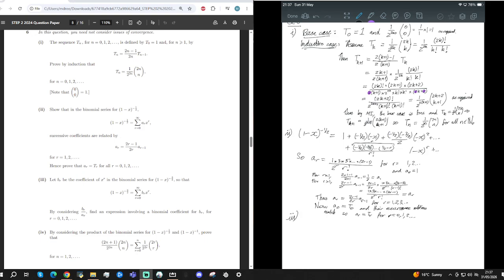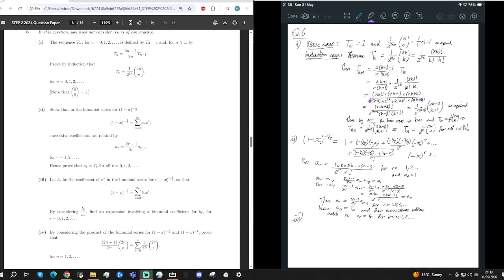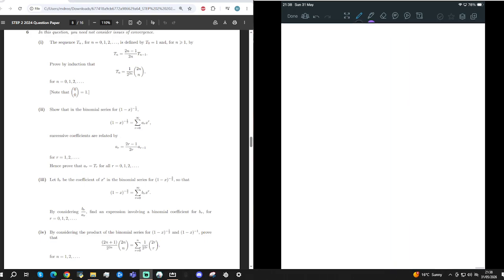We now have another coefficient. BR is the coefficient of x^r in this sequence. Okay, now it's told us what to think about. It's told us to think about BR over AR to find the expression involving BR for all the things. I'm actually going to turn the page because I have reached the bottom here. So let's first see what this expansion is going to be looking like.